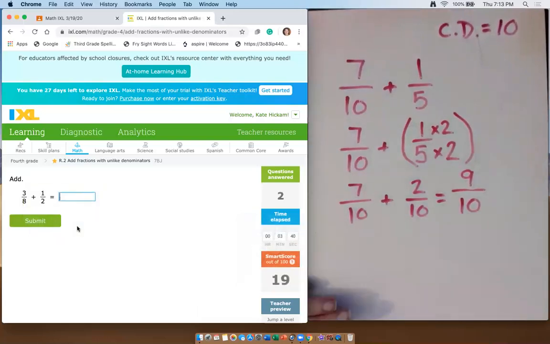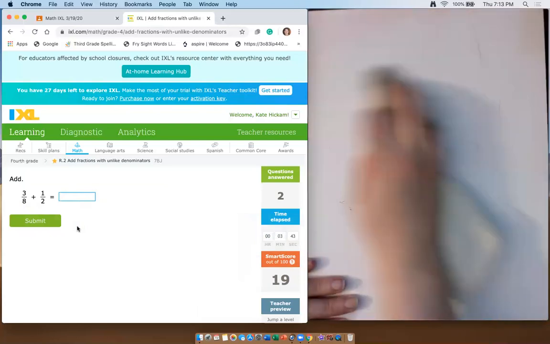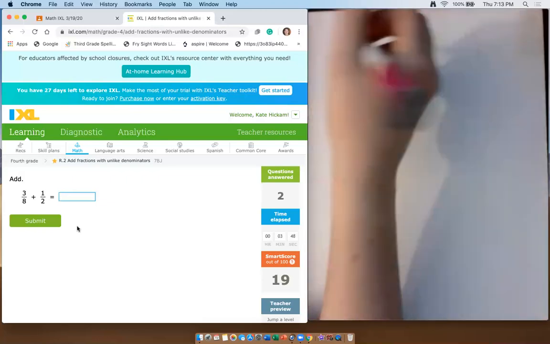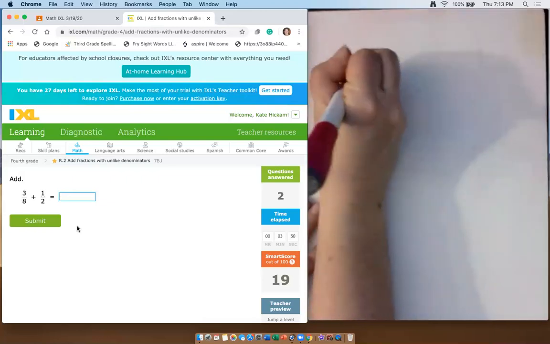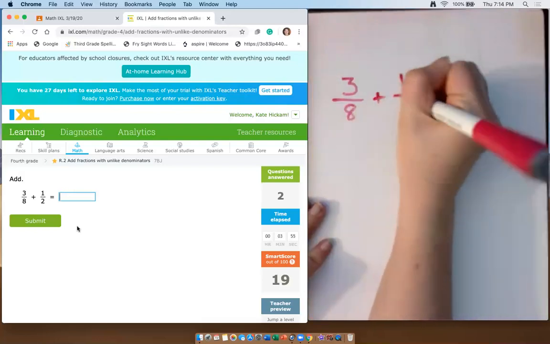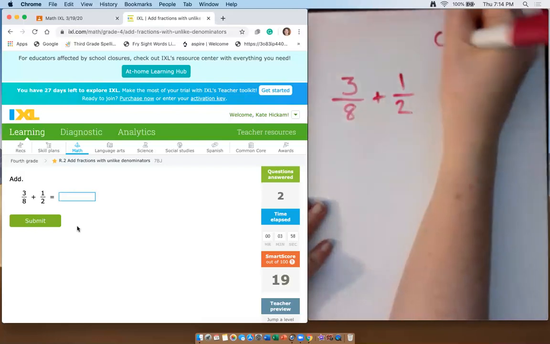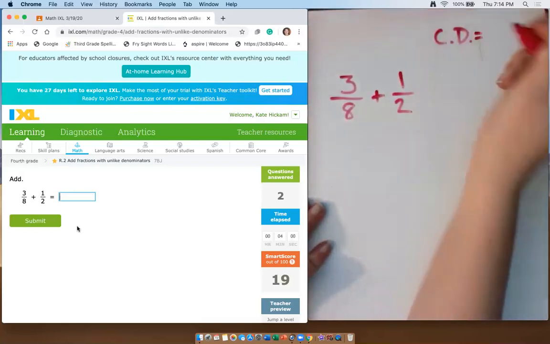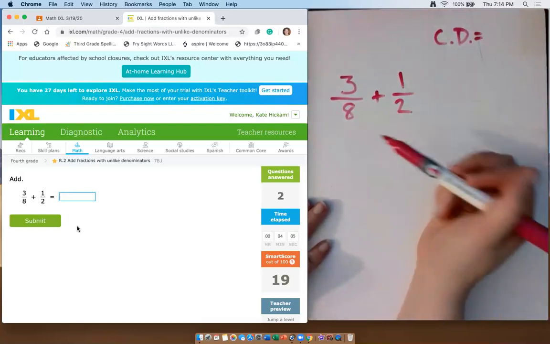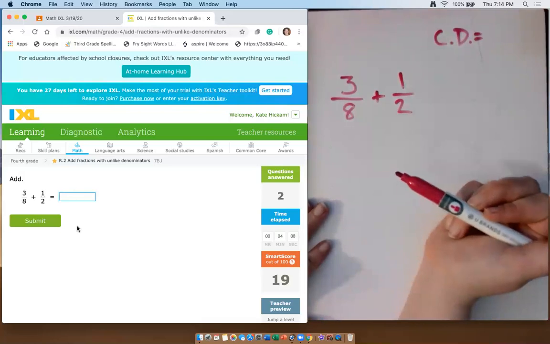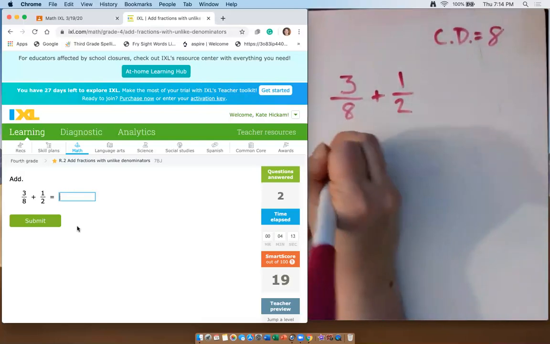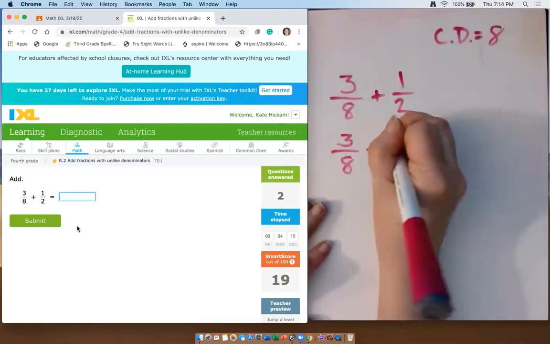One more of these problems. All right. So this time I have 3/8 plus 1/2. I'm looking for a common denominator so I can solve this problem. I'll look at my smallest denominator and see if it goes into my largest. Does 2 go into 8 evenly? It does. So 8 is going to be my common denominator. So 3/8 won't have to change, but 1/2 will.